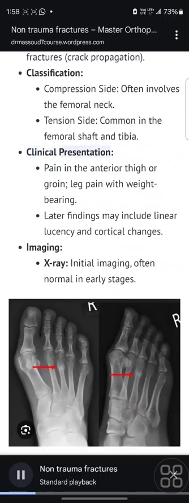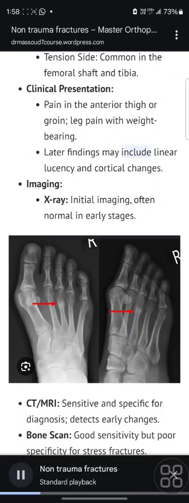Clinical presentation. Pain in the anterior thigh or groin. Leg pain with weight bearing. Later findings may include linear lucency and cortical changes.